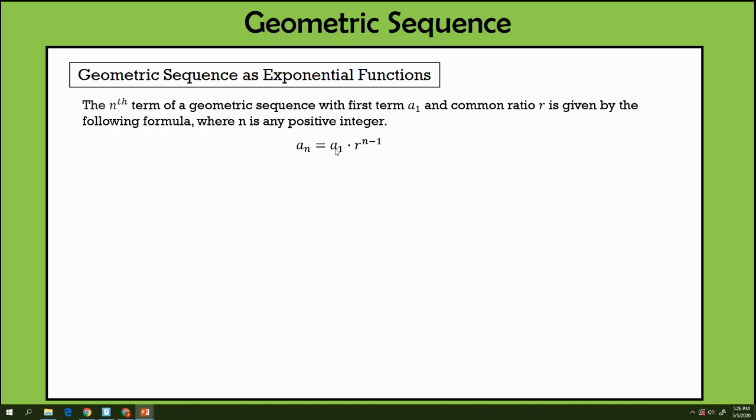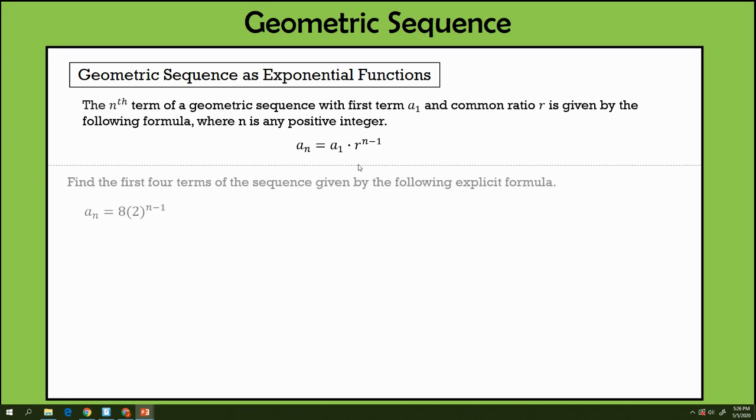A sub n equals a sub 1, the first term of the sequence, times r, which is our common ratio, to the n minus 1 power. Notice that there's an n here, this subscript n, and then there's an n here. Those are the same numbers. So to find, let's say, the fifth term in the sequence, we go a sub 5, and then we put a 5 here for the n. By putting a 5 in those places, we'll find the fifth term of the sequence by following this formula.